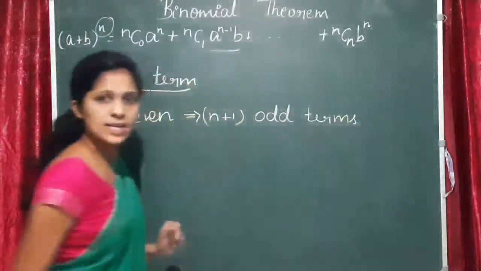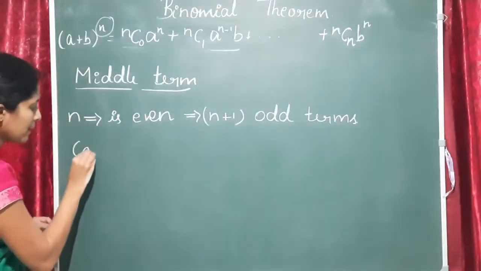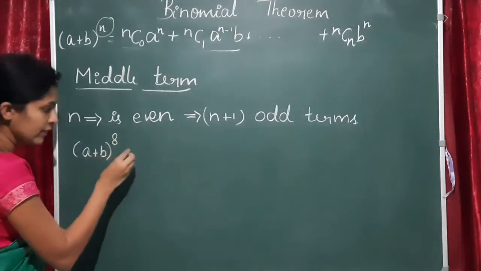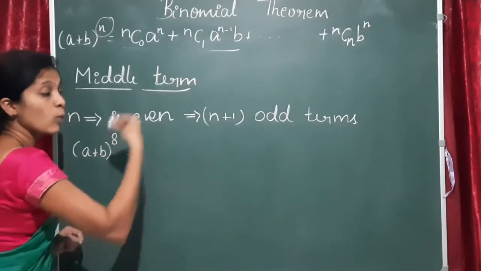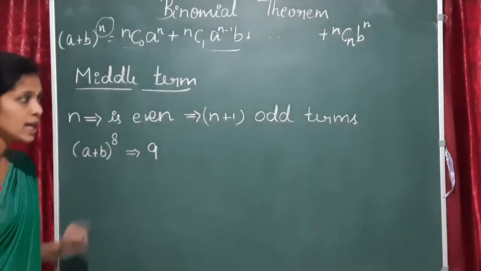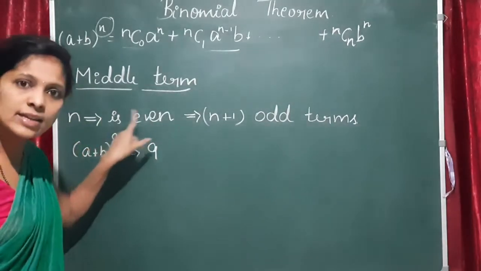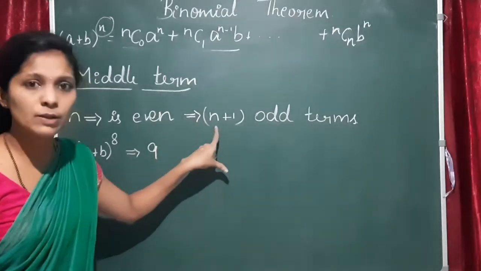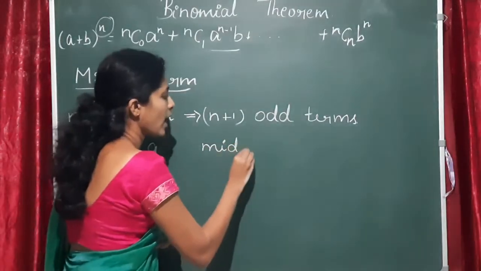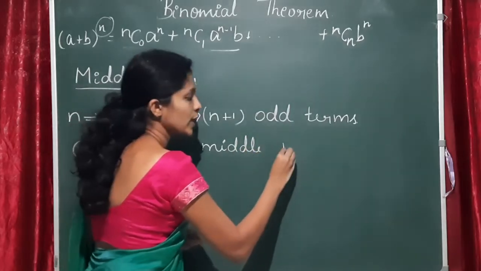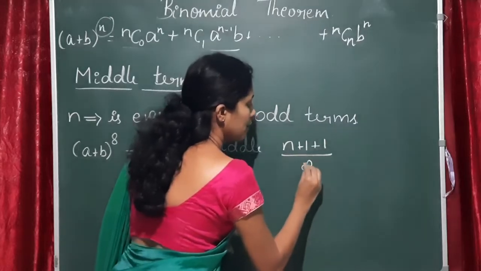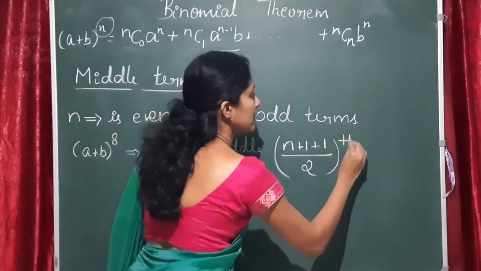Agree with this? See, for example, if I say (a plus b) whole to the power 8. Now n is even, the number of terms will be 1 more than that, that means 9. The number of terms will be odd. So remember, if n is even, the number of terms will be odd. To find the middle term, since it is odd, we cannot divide by 2. So it will be n plus 1 is odd, so (n plus 1) divided by 2. So this will be the middle.